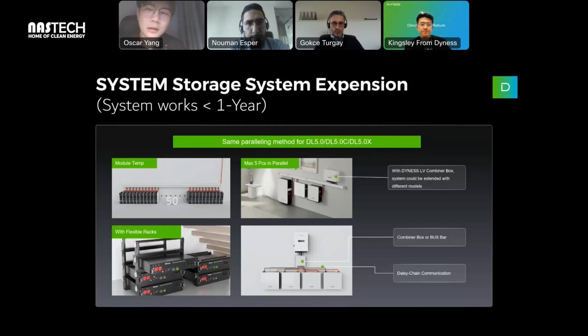This kind of solution, a combiner box for different capacity, is mainly for the residential side, and we don't recommend a big range for this solution. This combiner box can only support 150 ampere because of the current limitation. And you can see here, it's a maximum of 5 pieces in parallel. Max 5 pieces, different capacity in parallel. The combiner box I mentioned here is only for different voltage level and different capacity battery, so it supports a maximum of 5 pieces.